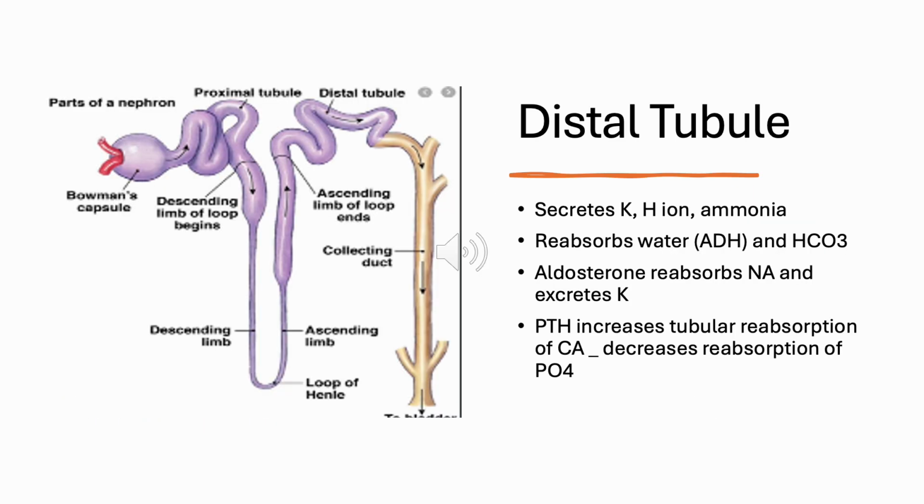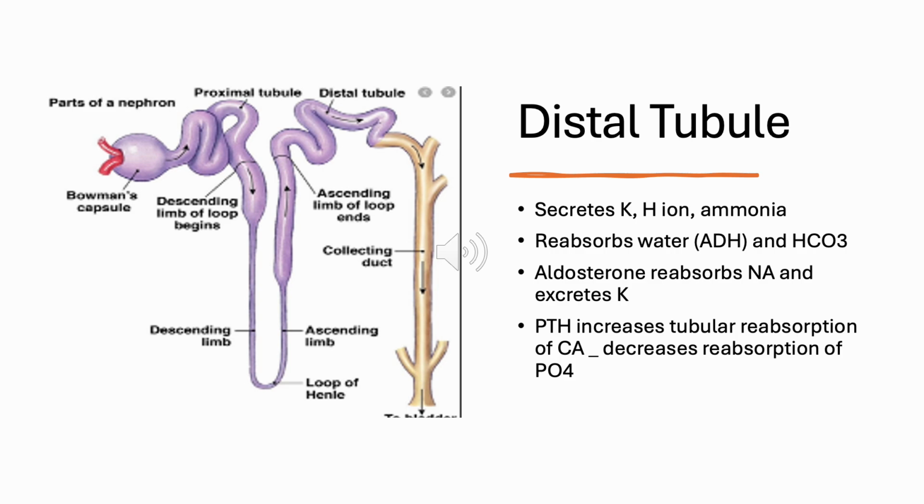The filtrate that filters through the glomerulus makes its way down the tubule system and becomes urine as it goes through the tubule system. Now, I just want to tell you a few things about the distal tubule. You don't have to memorize them, but it secretes potassium for us because we lose potassium in our urine, and that's going to be important when we talk about kidney disease.